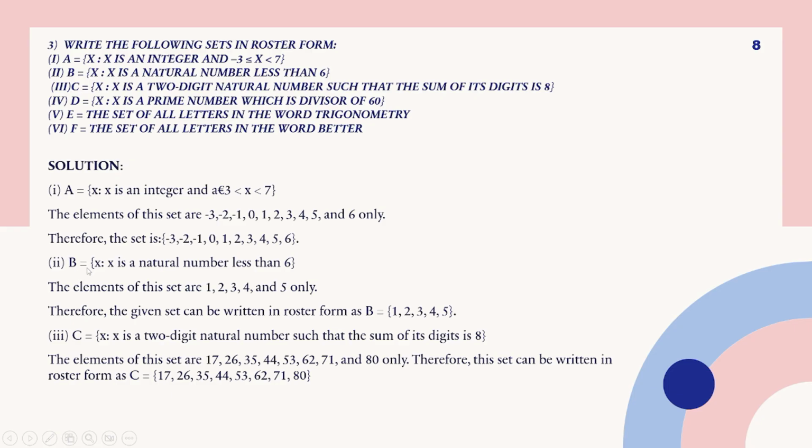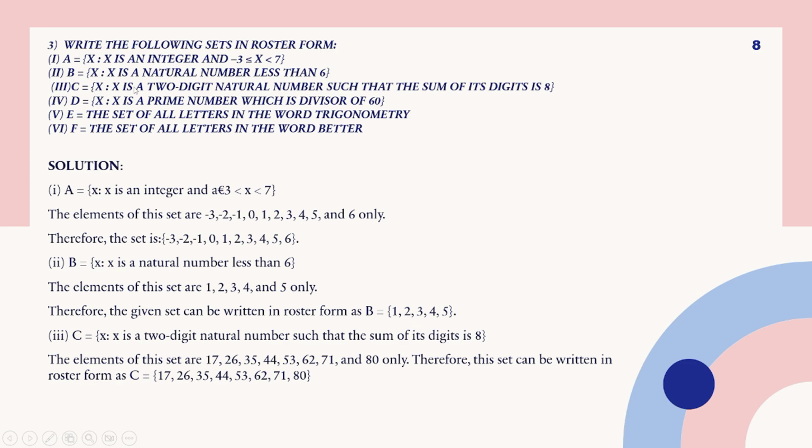Now let's discuss the second question. B is {x : x is a natural number less than 6}. Only less than 6 is mentioned. So we will say it is 1, 2, 3, 4 and 5. We denote it by curly braces, and 1, 2, 3, 4, 5 are separated by commas here.